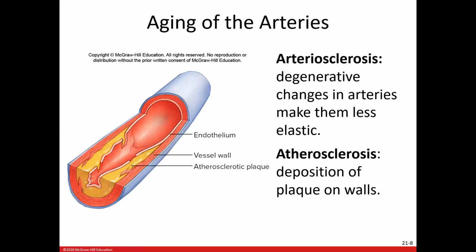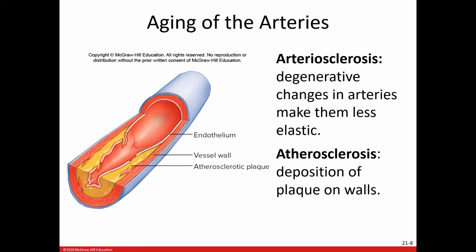Then we have two types of conditions that the arteries can undergo. So the first one is called arteriosclerosis. And this is when we have some sort of breakdown of the arteries, making them less elastic. And this can be due to long-term complications from things like high blood pressure or high blood cholesterol as well.